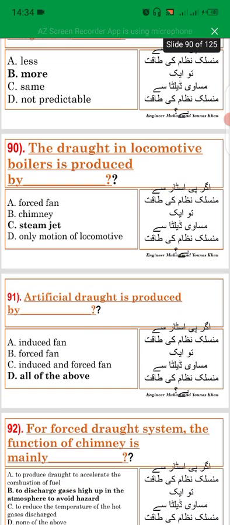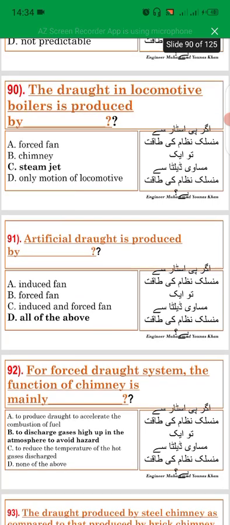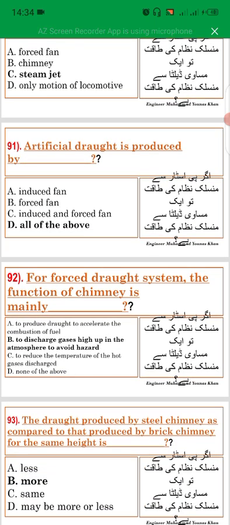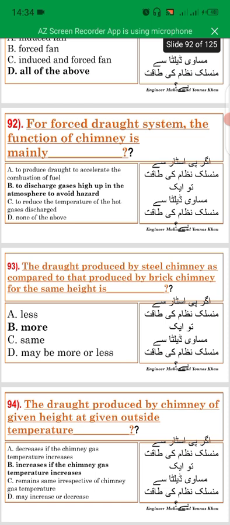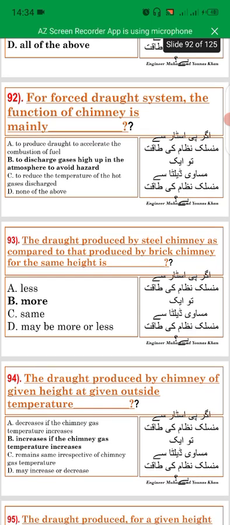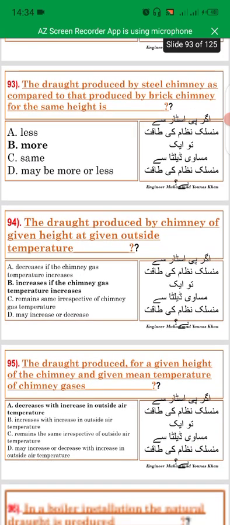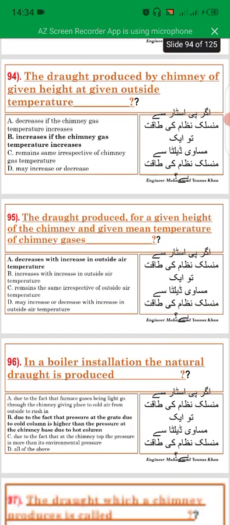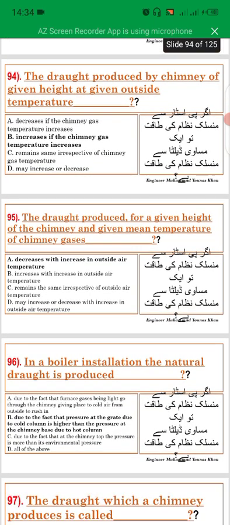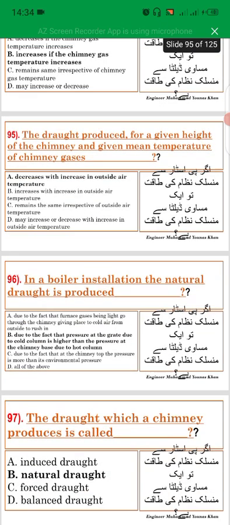The draft in a locomotive boiler is produced by steam jet. Artificial draft is produced by induced fan, forced fan, induced and forced fan. For forced draft system, the function of chimney is mainly to discharge gases high up in the atmosphere to avoid hazards. The draught produced by steel chimney as compared to that produced by brick chimney for the same height is more.